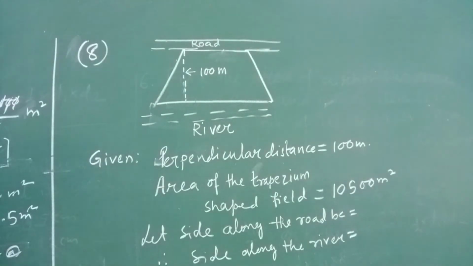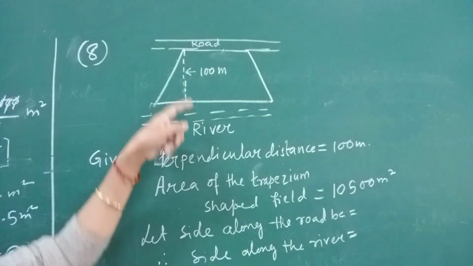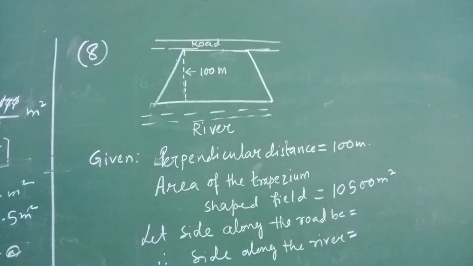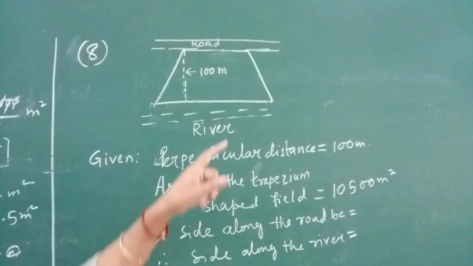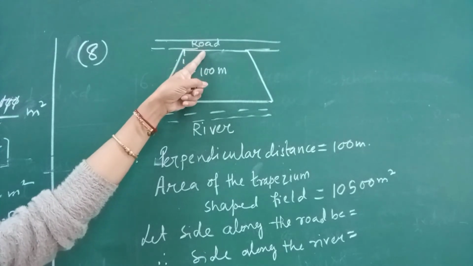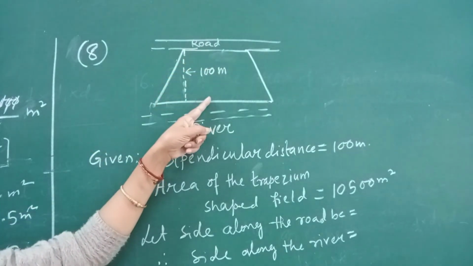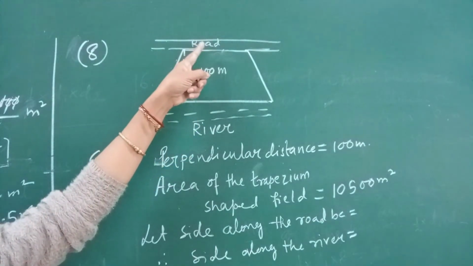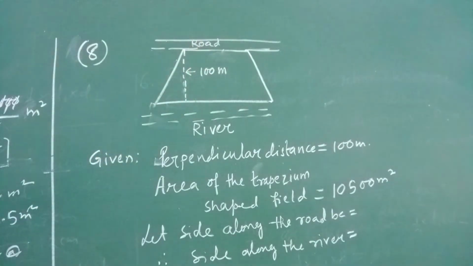Now question number 8. Mohan wants to buy a trapezium shaped field. Two sides are parallel, one side is along the river and another is along the road. If its side along the river is twice the side along the road, if I take this one as x, then this one will be 2x. The side on the river is twice the parallel side on the other side, the road. So what do we have to find out?